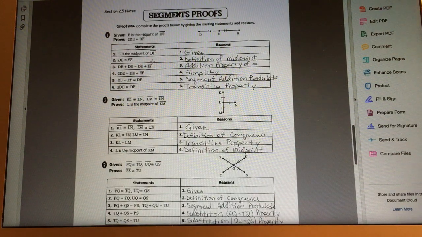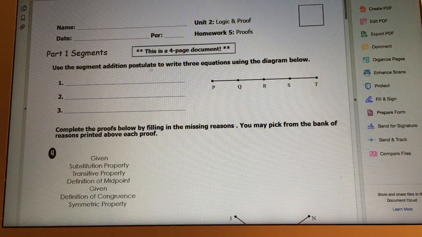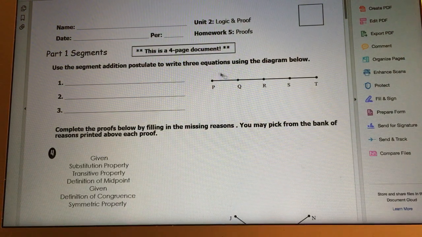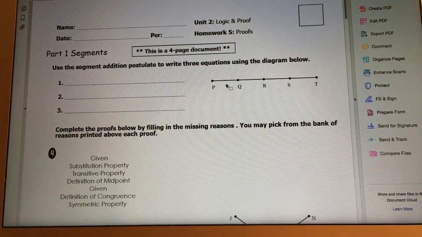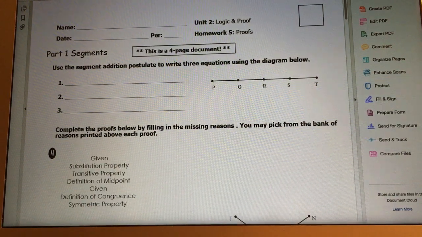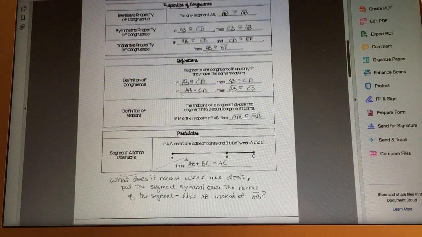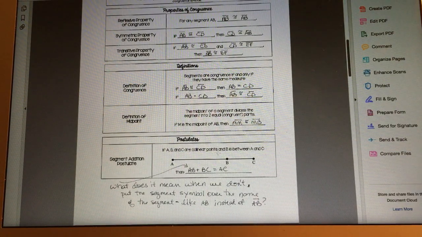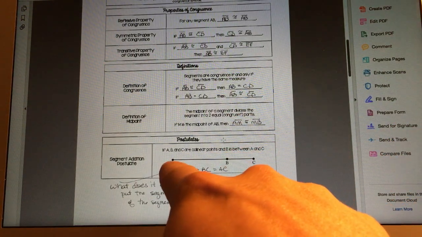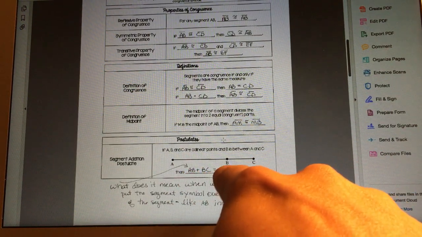So when it comes to completing the homework, it says use the segment addition postulate to write 3 equations using the diagram below. So to come up with these equations, you basically have to use the segment addition postulate, which, recall, states that if A, B, and C are collinear points and B is between A and C, then you can take part plus part and set it equal to whole. So AB plus BC equals AC.